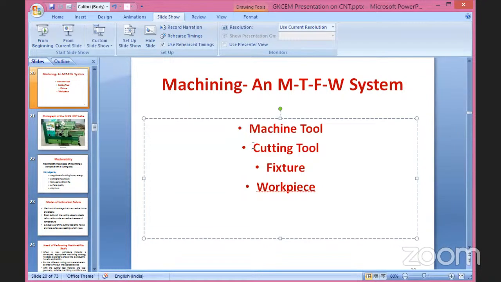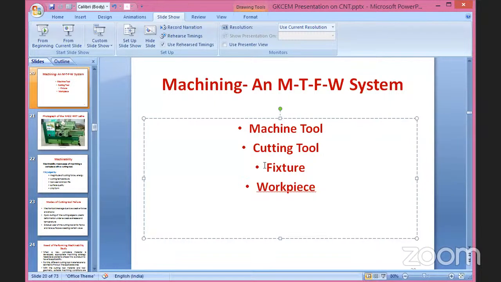Then machining always requires a cutting tool, obviously, because without a cutting tool, machining cannot be done. Obviously, I am talking about chip-forming machining. If it is a non-traditional machining system like, say, ultrasonic machining, or electric discharge machining, or laser beam machining, there this kind of cutting tool is not required. There is a separate thing that is required there.